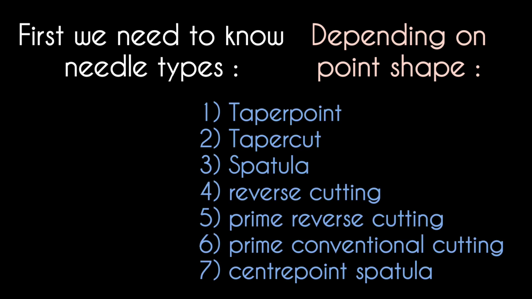Depending upon the point shape, needles are classified into 7 types: taper point, taper cut, spatula, reverse cutting, prime conventional cutting, and center point spatula.